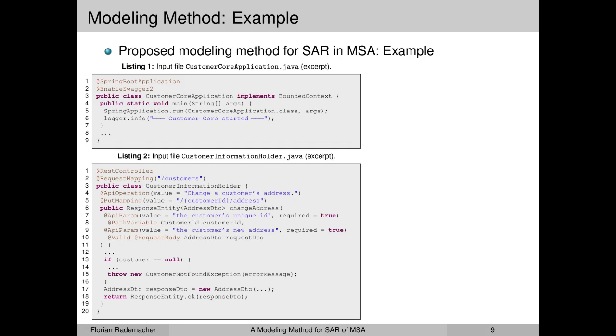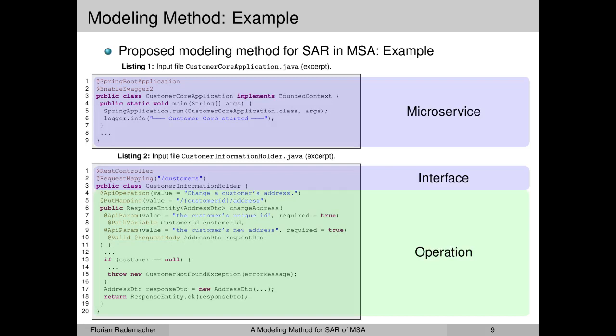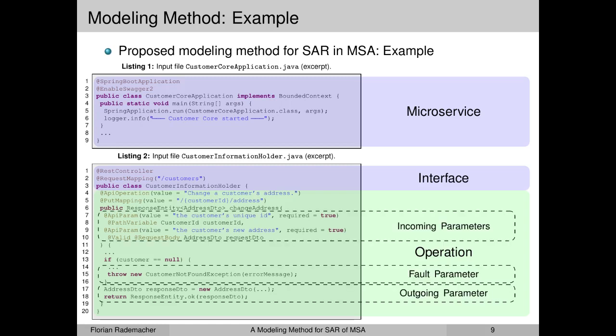So if we show the conceptual mappings, the first listing is a microservice, the second listing is an interface for the microservice, at least conceptually. And this interface defines an operation that is here implemented as a Java method. And this operation has incoming parameters, has a fault parameter because it throws an exception, and also has an outgoing parameter because it returns some value.